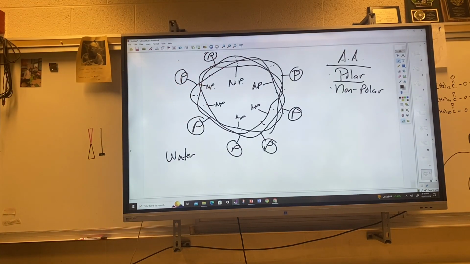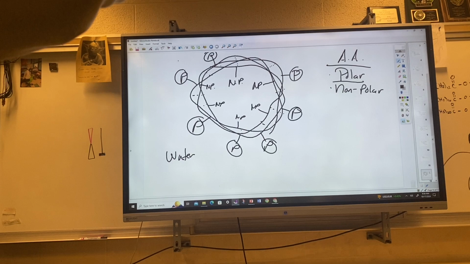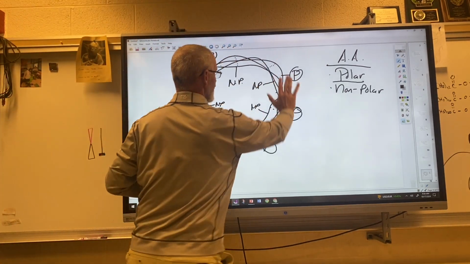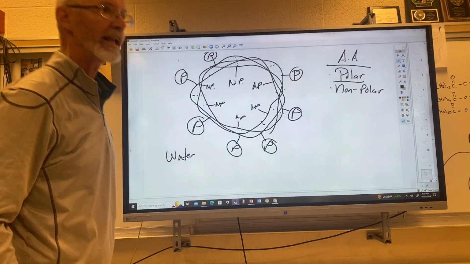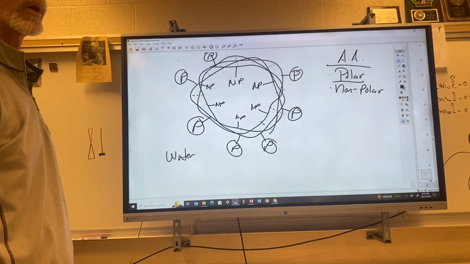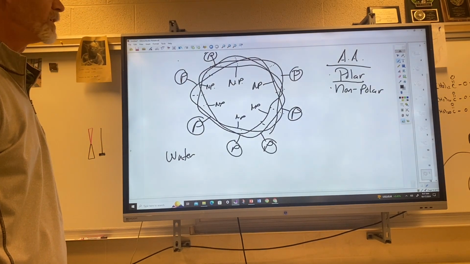Spherical proteins with polars outside, non-polars inside, and what's holding the shape together? What's maintaining the shape? Hydrogen bonds. Got it? Now we can talk about what happened. That's what you needed to know.